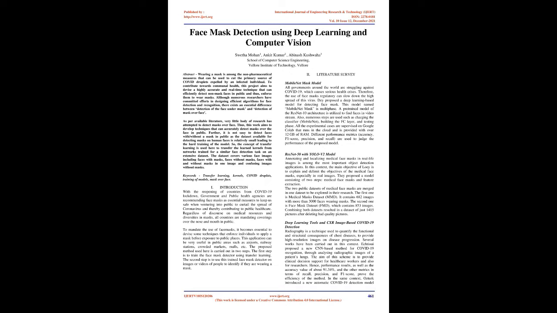Further, it is not easy to detect faces with or without a mask in public as the dataset available for detecting masks on human faces is relatively small, leading to the hard training of the model. So, the concept of transfer learning is used here to transfer the learned kernels from networks trained for a similar face detection task on an extensive dataset. The dataset covers various face images including faces with masks, faces without masks, faces with and without masks in one image, and confusing images without masks.